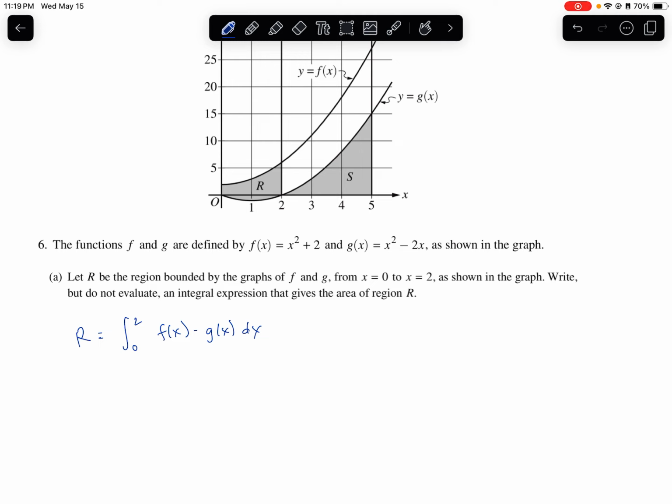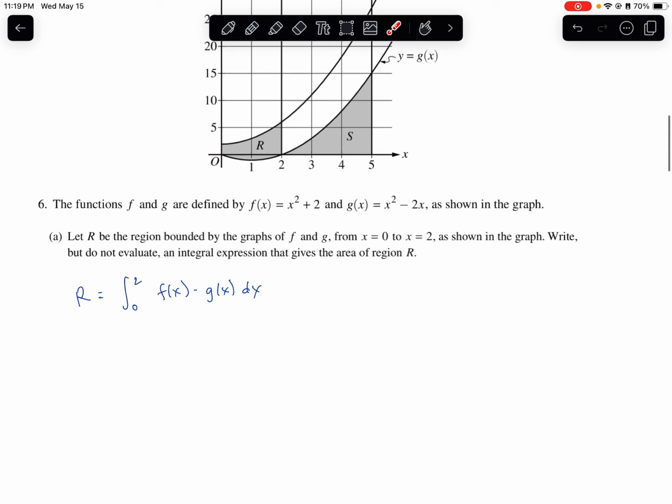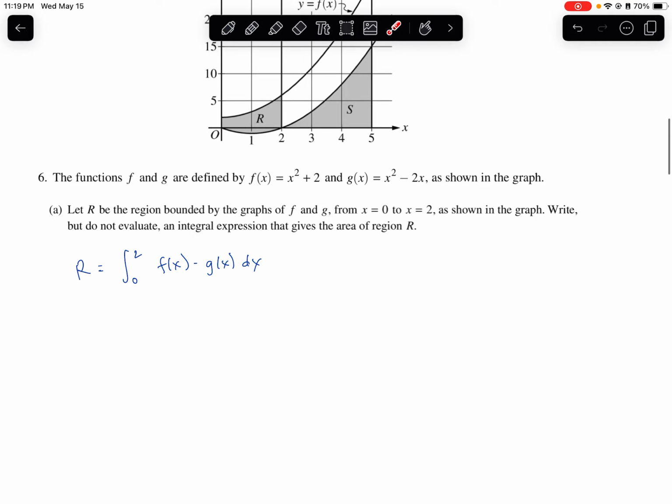So that's going to be f of x minus g of x dx. And I'm pretty confident that this alone would give you any points that you need. Since f and g are already defined here, we know that that's what these functions are. If you copy these down into f and g, that's fine, but make sure that you copy them down correctly. But I'm pretty sure you can just leave your answer like this right here and get full points. Write but do not evaluate an integral expression that gives the area of the region R. Yeah, I'd call that good right there.